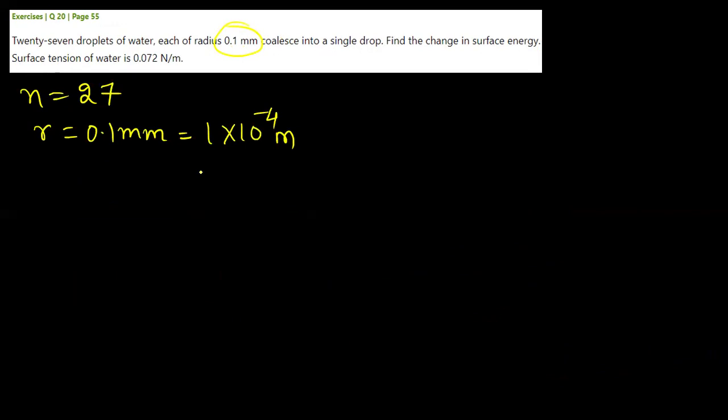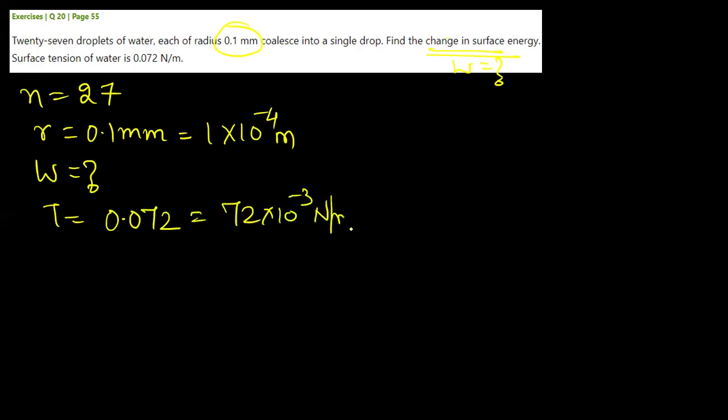27 droplets of water, each of radius 0.1 millimeter, are given. The number of droplets is 27. Radius of a small drop is 0.1 millimeter, I can write it as 1 into 10 raised to minus 4. They collapse into a single drop. Find the change in surface energy. Change in surface energy means work done. If the surface tension of water is 0.72, I can write this as 72 into 10 raised to minus 3 Newton per meter.